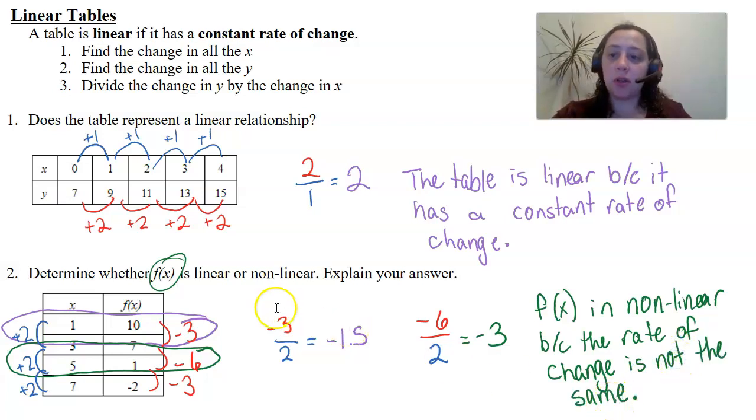So make sure you determine your change in x and your change in y, and if you get different numbers, then the function is nonlinear. If you get all the same numbers, then you have a constant rate of change and the table is linear. This table would make a line while this one would not.